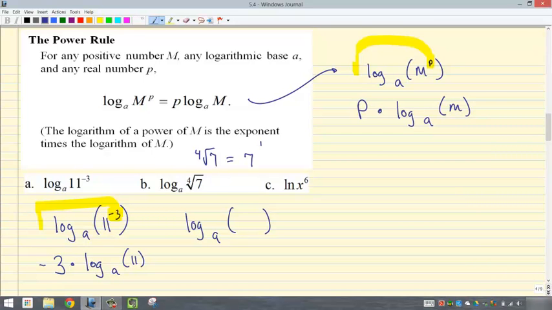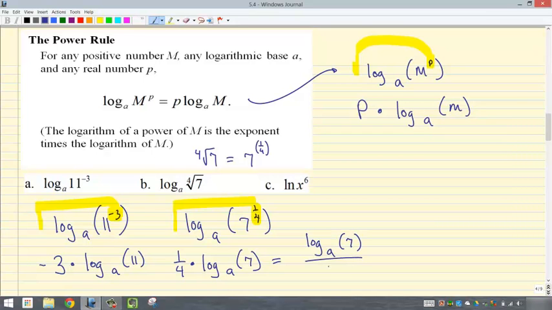Yeah, 7 to the 1/4 power. You want to convert it into exponential notation. And then what's going to happen to that 1/4? To bring it down in front. So you're going to take this 1/4 and drop it down in front. So this will become 1/4 times log base A of 7. Or if you're really fancy, you could say log base A of 7 divided by 4.